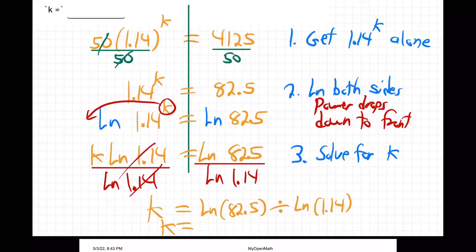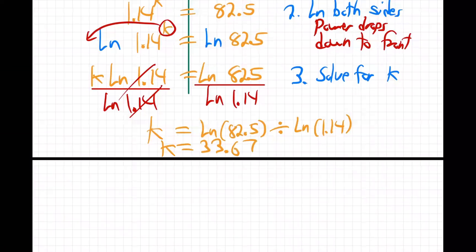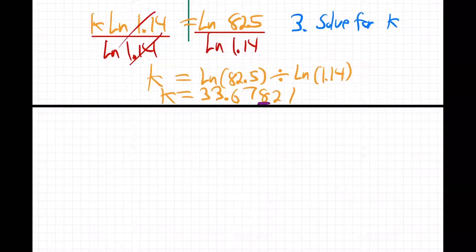So I'm going to do that as well. And I'm getting 33.67821. Usually, I don't know, did they say how far they want us to go on this one? They usually, oh yeah, round to 3 places. Okay, it's only 3 places on this one. So right here where the 8 is, that 2 just tells me to leave that 8 alone. 33.678. There we go.